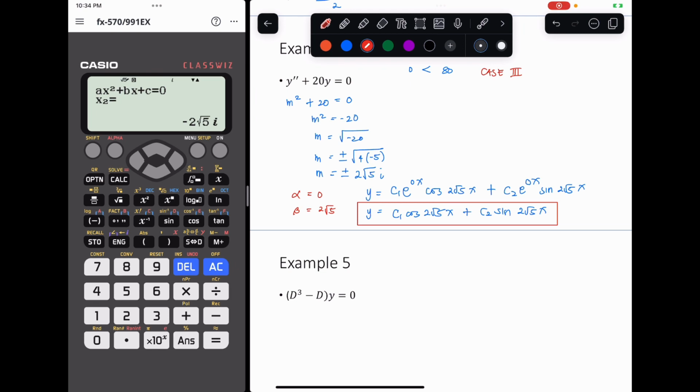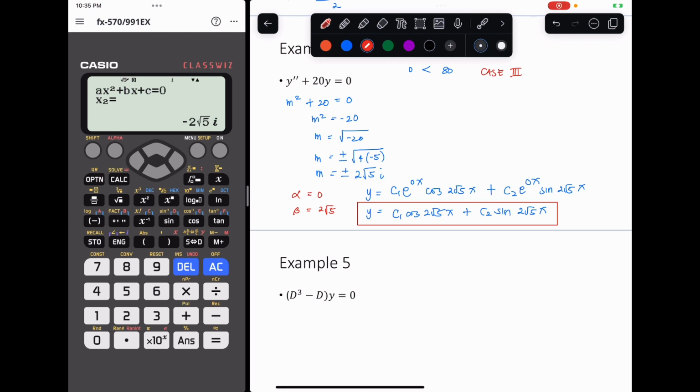Okay, so it is possible that for a given equation, even though it is a complex number, it only contains the imaginary part of the complex number. If the real part is 0, then we treat it as 0. So the exponential function, e raised to 0, would just be equal to 1.